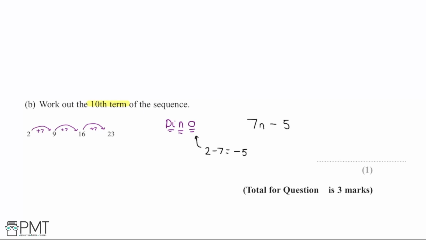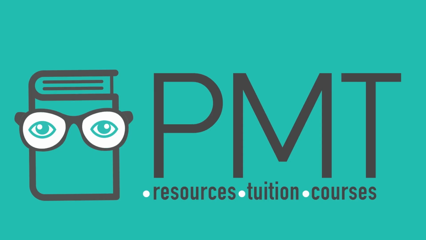And if we're looking for the 10th term, so when n equals 10, as n is the term number here, we're going to have 7 times 10, subtract 5, so 70 minus 5, and that gives us an answer of 65 for the 10th term of this sequence.